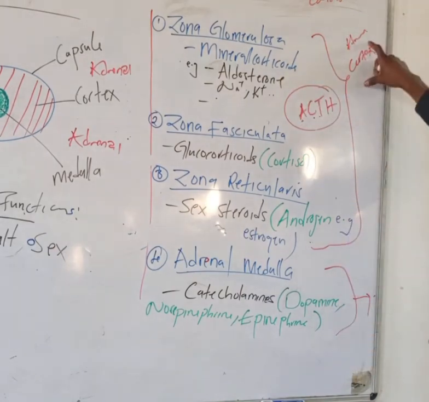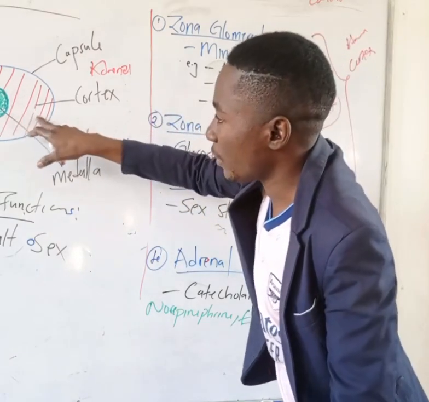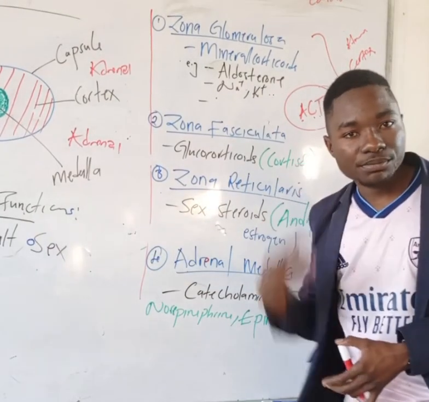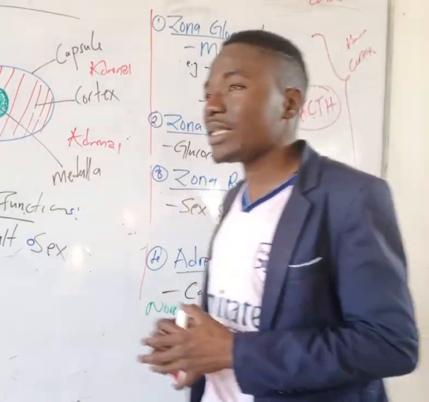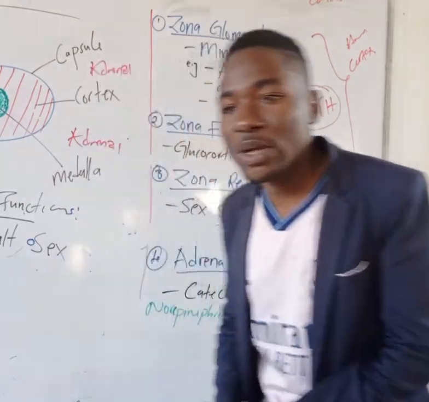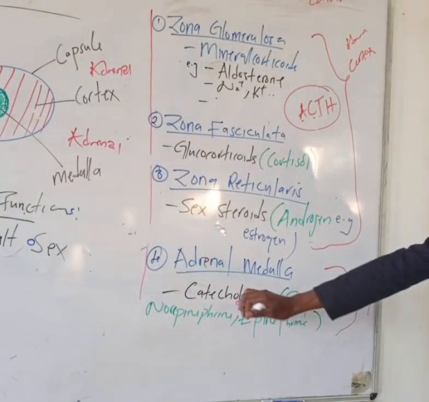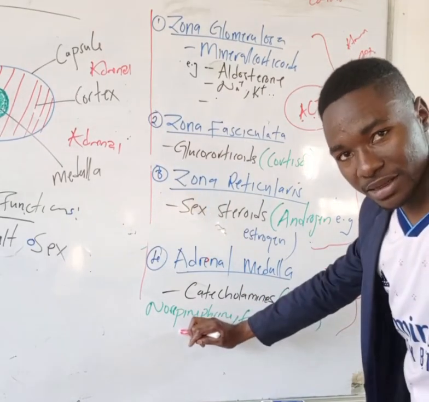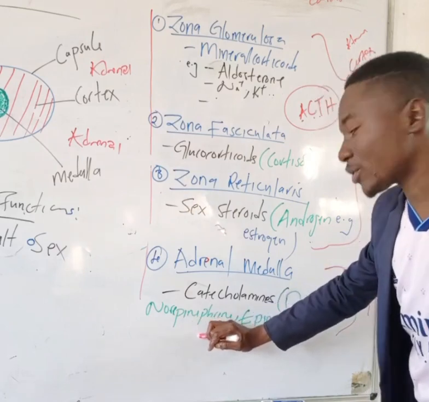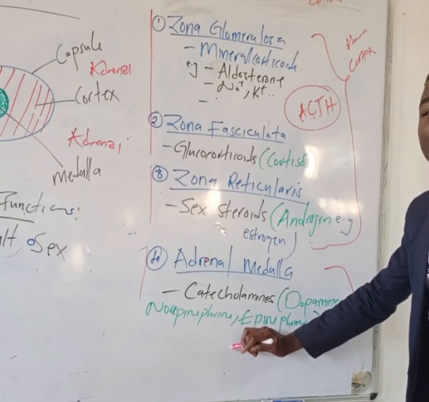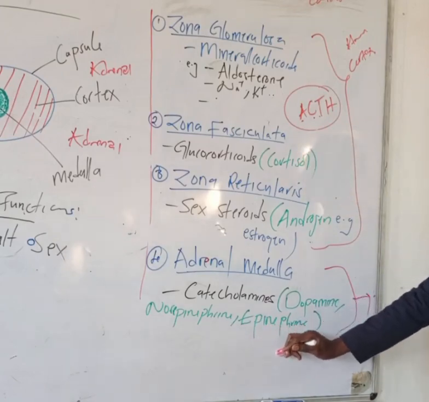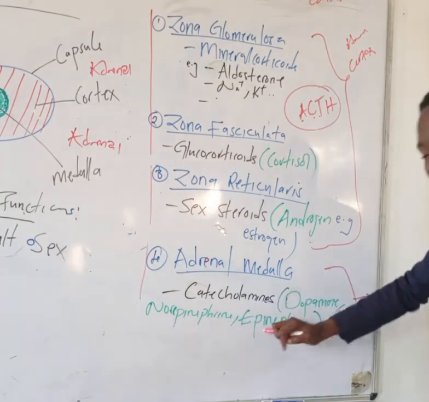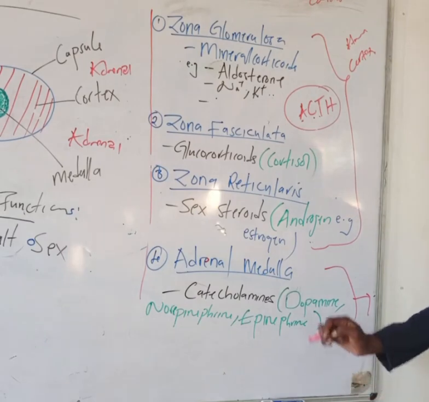The adrenal cortex is this one. Now you go to the adrenal medulla. The adrenal medulla is different from the medulla we know, the one in the brainstem. This adrenal medulla is specialized in the production of catecholamines. This is how they are produced: the first one is always dopamine, followed by norepinephrine, also referred to as noradrenaline. Then you have epinephrine, also called adrenaline. So these are the catecholamines: dopamine, noradrenaline, and adrenaline.